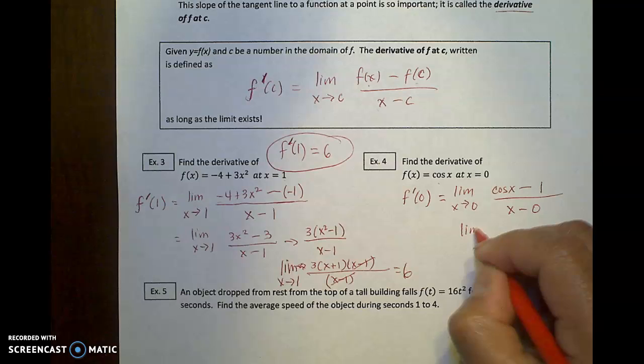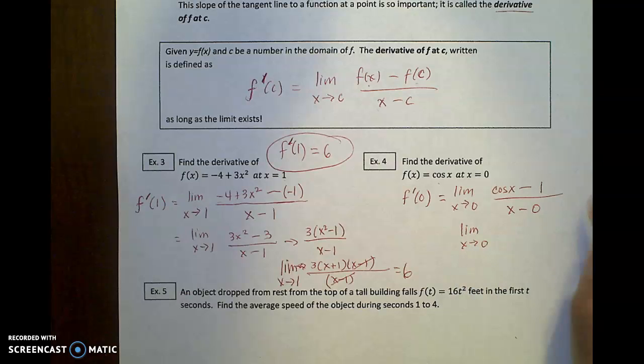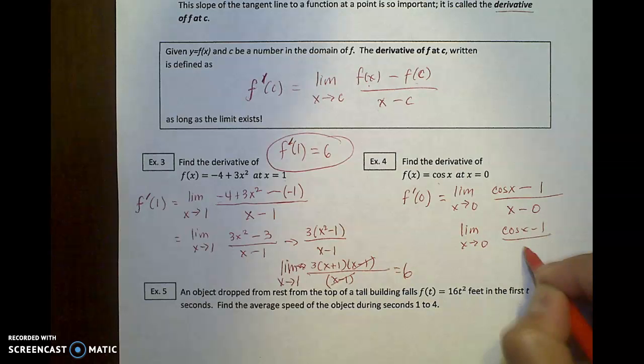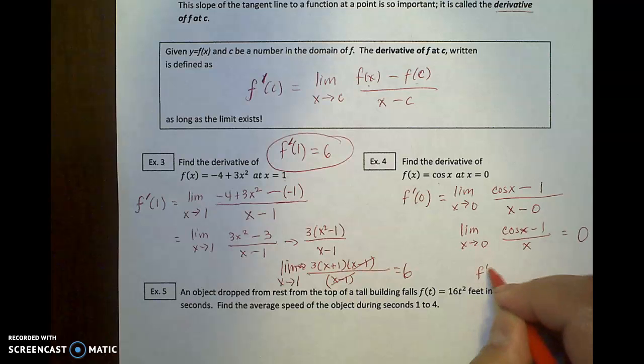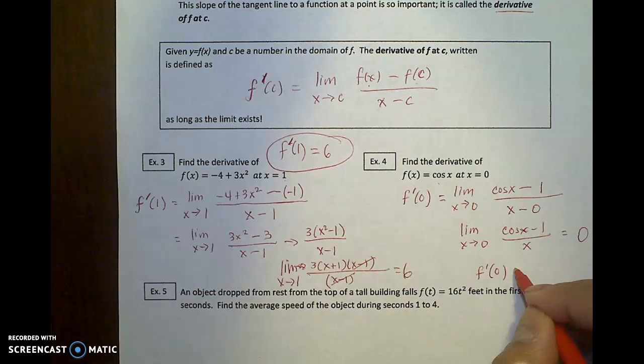Alright, so again, simplify this expression a little bit. So we have cosine x minus 1 over x, which again we've talked about before. It's one of those situations where you just got to remember the limit of this particular scenario is just 0. So the derivative of the function at 0 is equal to 0.